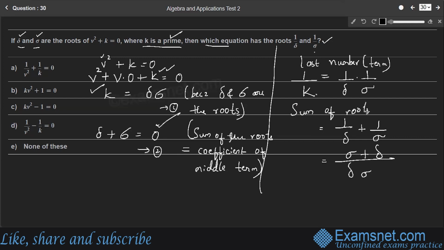So according to the question, sum of the coefficients in the given quadratic equation is equal to the sum of the roots, right? Sum of the roots is equal to the coefficient of the middle term, which is equal to 0. Therefore, delta plus sigma is equal to 0 divided by delta into sigma, which gives 0, right? Sum of the roots is equal to 0.